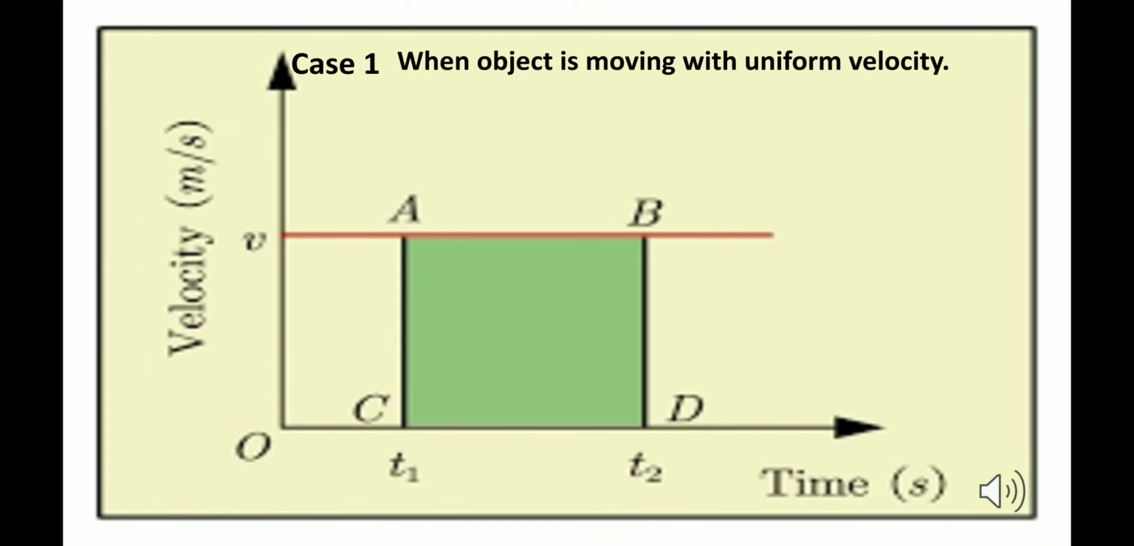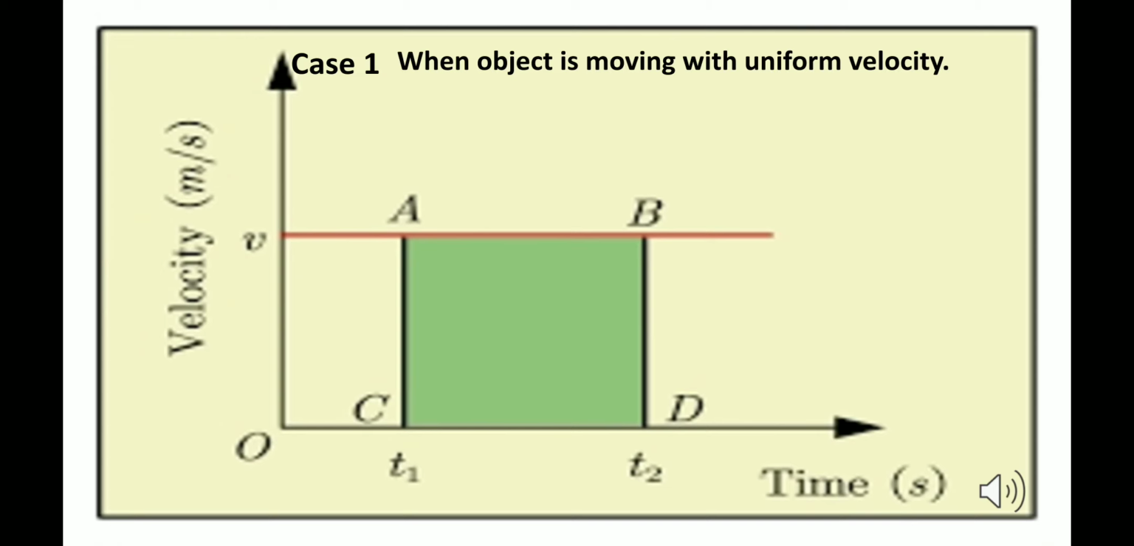Now we begin with the cases in the velocity time graph. The first case, when the body is moving with uniform velocity, that is, the velocity is the same with the time moving, so we get a straight line parallel to the x-axis. And here, two things which we can calculate. The first thing is the acceleration, which is 0 as the body is moving with uniform velocity. And the second thing is the displacement covered by the body.